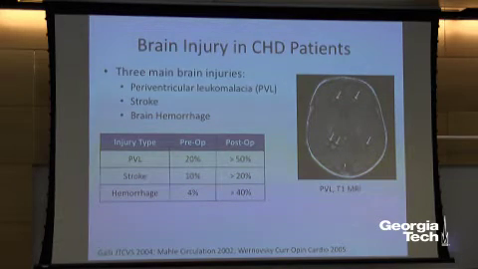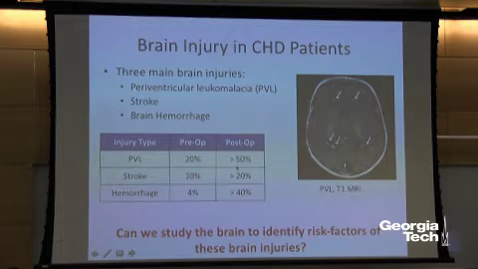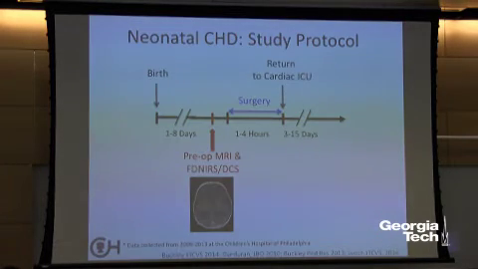And, unfortunately, the incidence of these brain injuries more than doubles after they undergo surgery. So there's something that's happening in this pre to post-operative period that's leading to increased injury, and we want to understand this better. So we thought, can we use NIRS and DCS to study the brain in these patients and identify risk factors for these brain injuries? And ultimately how they might be prevented.